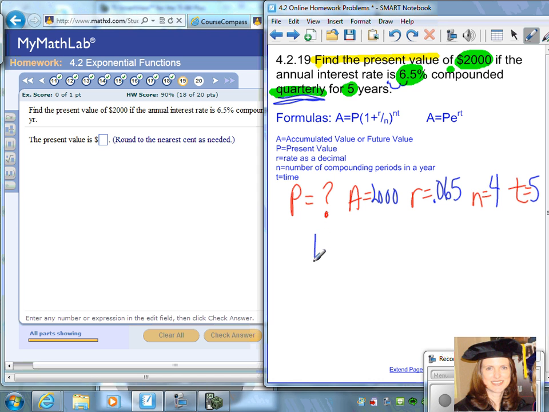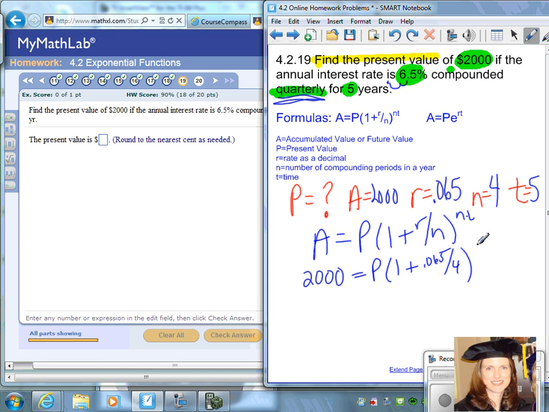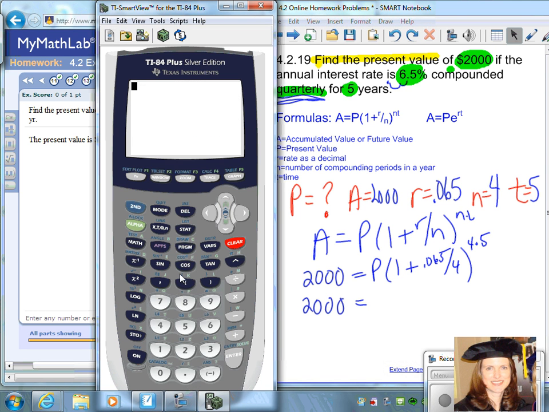We're going to plug all that into our formula for compounded interest. Accumulated value is $2,000. P is what we're searching for. Find the present value. R is 0.065 divided by 4, all of it raised to the n times t power, 4 times 5. I'm going to simplify this equation by simplifying what's inside the parentheses. I'm going to do 1 plus 0.065 divided by 4.